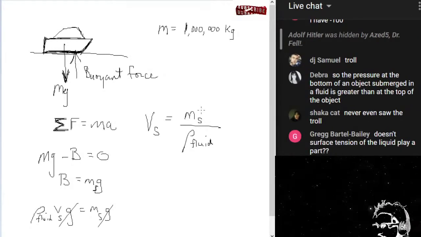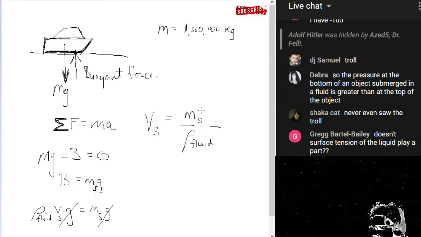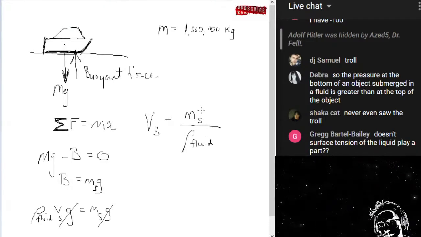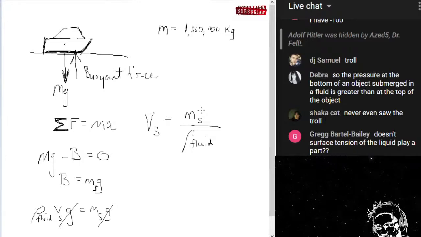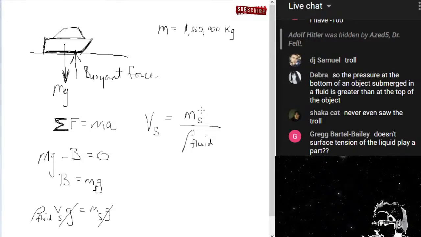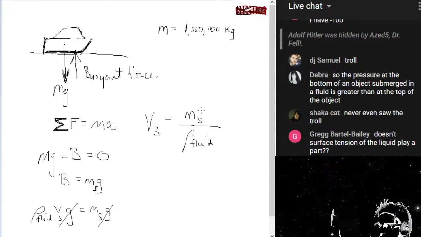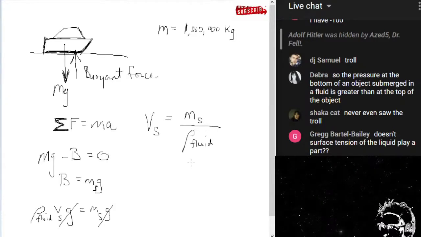Surface tension? No. The surface tension only exists at the surface, and that's due to the hydrogen bonding between the water molecules.